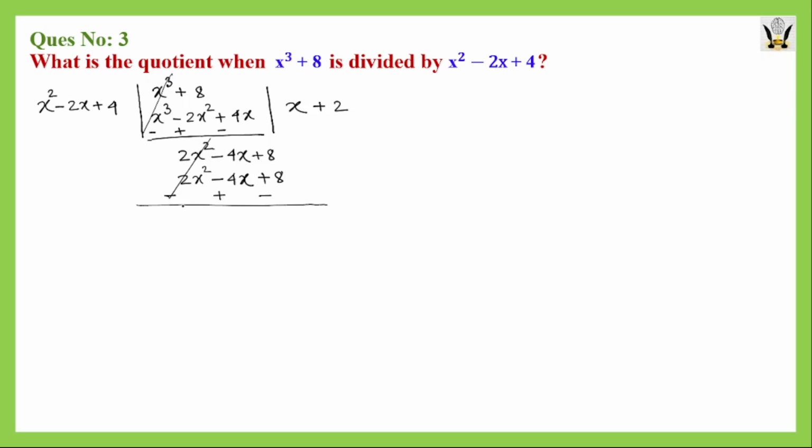So this 2x square minus 2x square will cancel each other, minus 4x plus 4x will cancel each other, plus 8 minus 8 will cancel each other, and there will be no remainder. The remainder value will be 0, and this will be the quotient value.